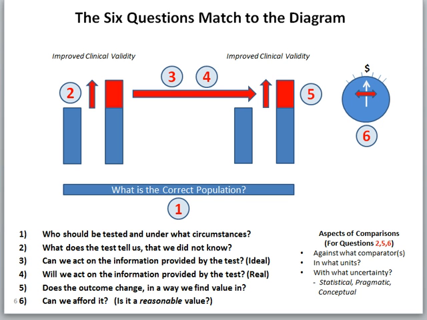And as we discussed in the first video, questions 2, 5, and 6 are comparative, so you'll ask against what comparators, in what units, and with what uncertainty. And if you don't have answers to all 3 of those features of a comparison, you haven't really made the comparison yet.